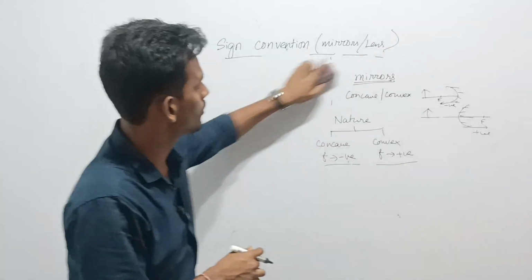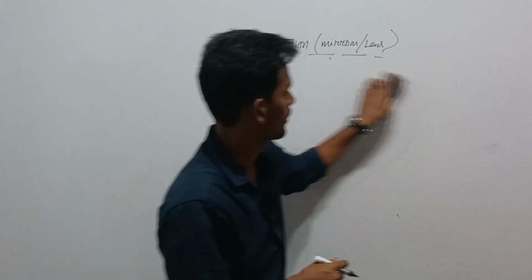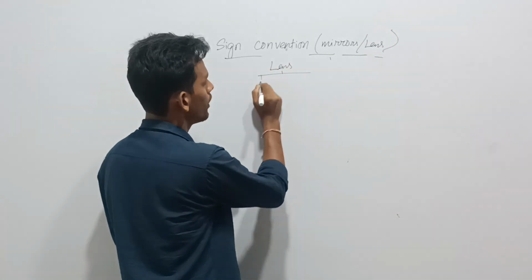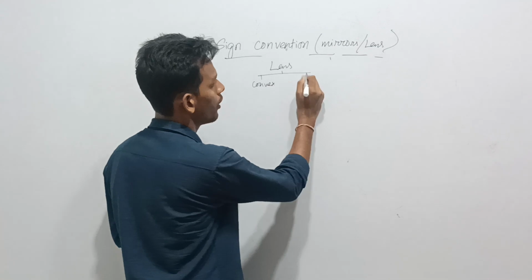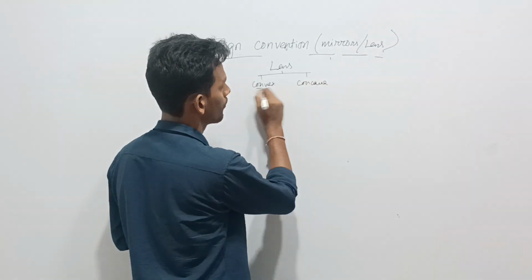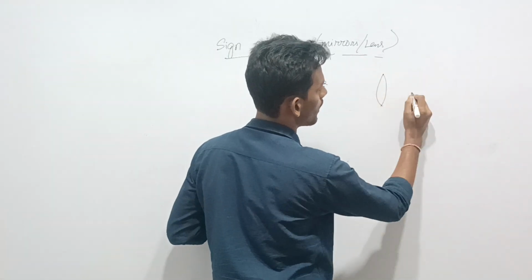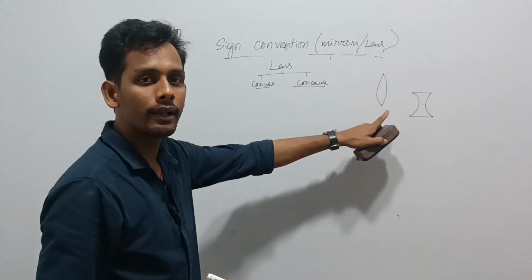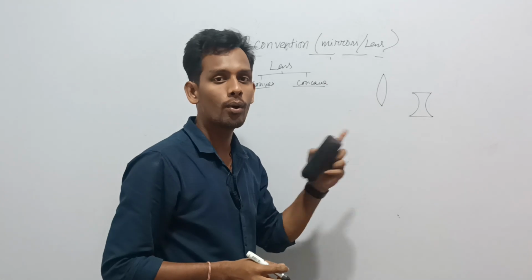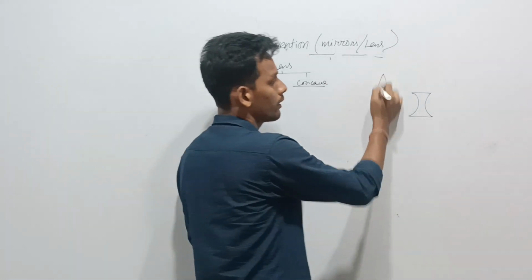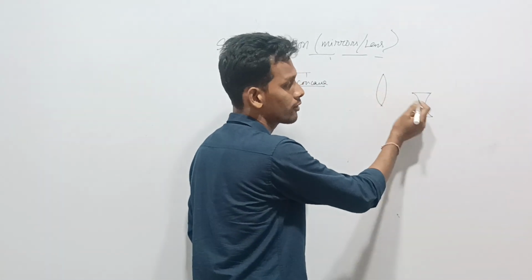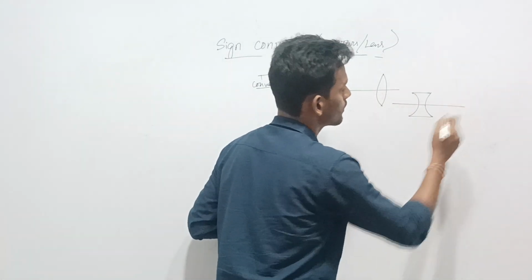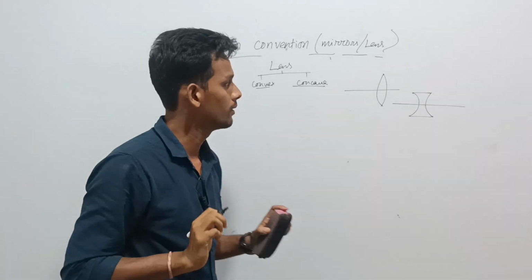Now we will look at lenses. So, lenses are of two types. What are the two types? It may be convex or it may be concave. This is a convex lens and this is a concave lens. Same as before, you can compare this with the Cartesian plane of coordinate geometry. The lens, convex or concave, you can compare with the y-axis, and the principal axis you can compare with the x-axis.